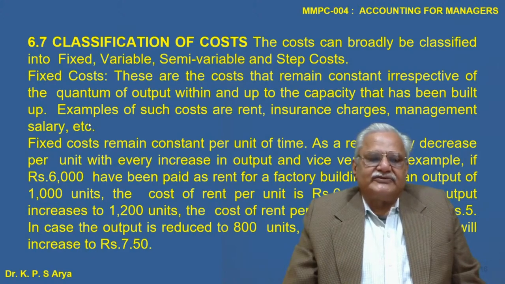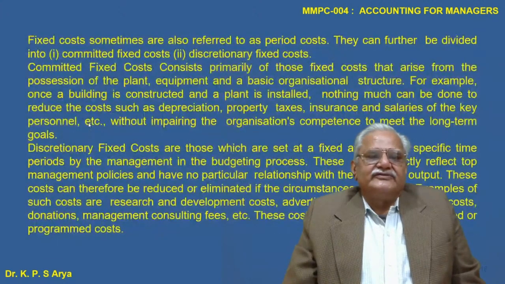For example, if rupees 6,000 have been paid as rent for a factory building for an output of 1,000 units, the cost per unit will be rupees 6. In case the output increases to 1,200 units, the rent cost per unit will decrease to rupees 5. In case the output is reduced to 800 units, then this cost will increase to 7.5 rupees per unit. Fixed costs are sometimes also referred to as period cost.